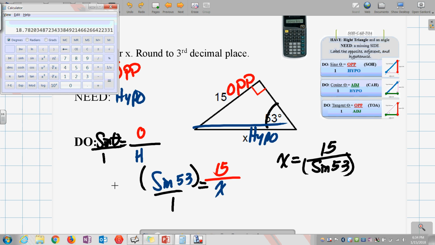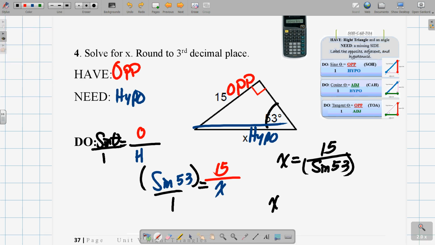You should have gotten around 18.78. X equals approximately 18.78. Mark this right or wrong in a red pen. If you got it wrong, I'd like you to make note as to why.